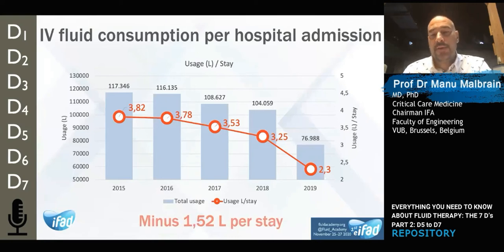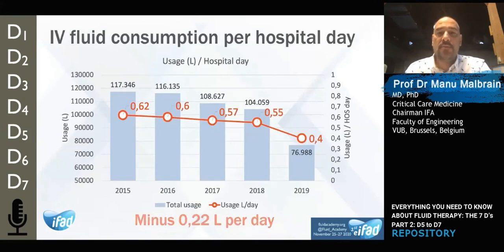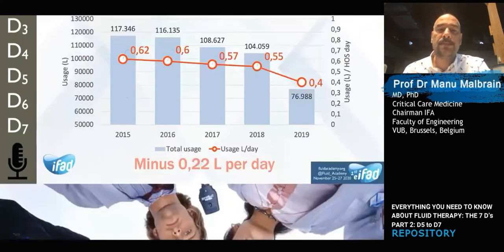And if we then follow up until the last 2 years, you see that the usage of fluids in liters per stay dropped from 3.8 to 2.3. So it's minus 1.5 liters per stay. And if we look at the fluid consumption in liters per day, it is the same drop as Marshall McDougall observed, from 0.6 to 0.4. So it's minus 0.22 liters per day, or minus 33%.